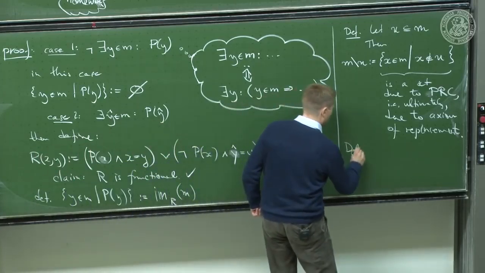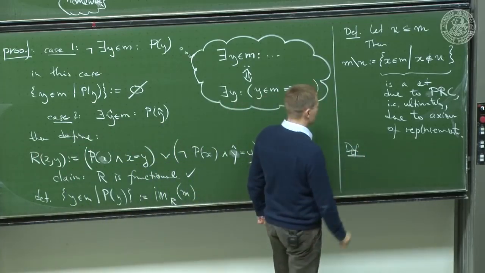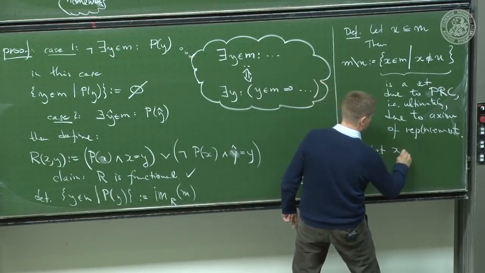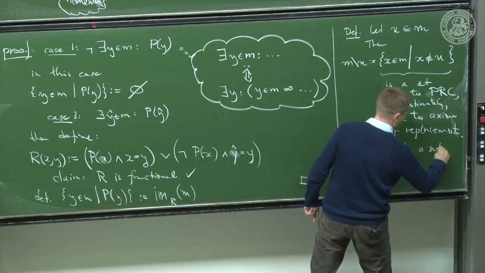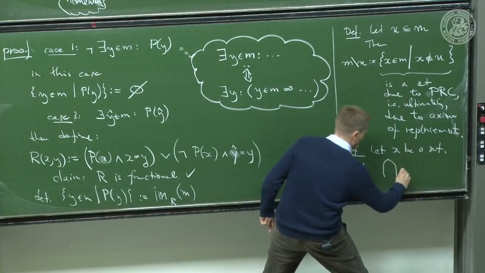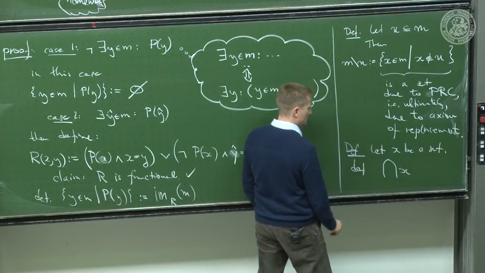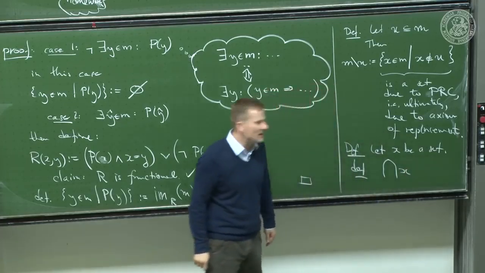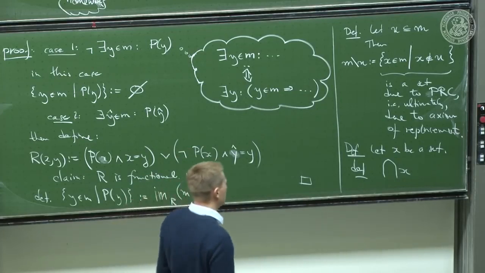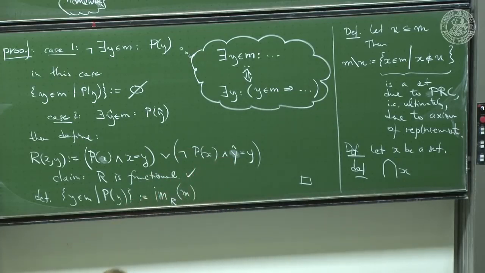And then again, as homework, I leave you with the definition of the intersection of sets. So let X be a set. Define the intersection of all the x. I leave it to your imagination of how you do this, and I just tell you, use restricted comprehension. Okay.